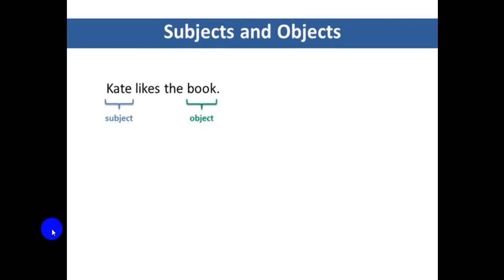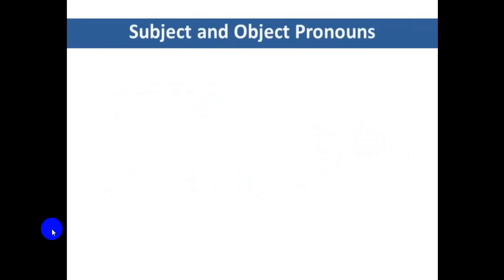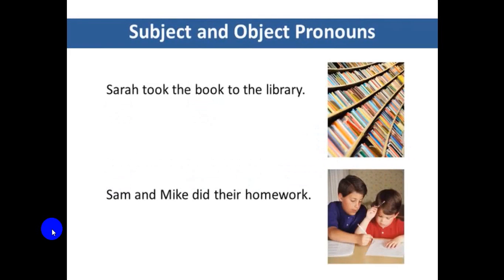Objects come after verbs or prepositions such as at, in, and on. In the sentence, Kate gave the book to John, Kate is the subject. Book is the object. John is also an object. We need to know if the noun is a subject or an object because we use different pronouns for subjects and objects. Look at these sentences.